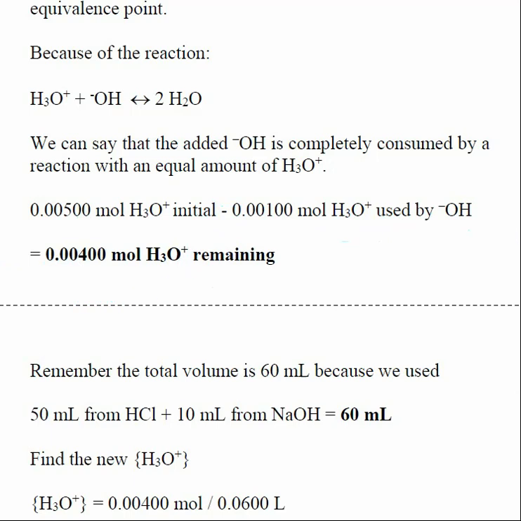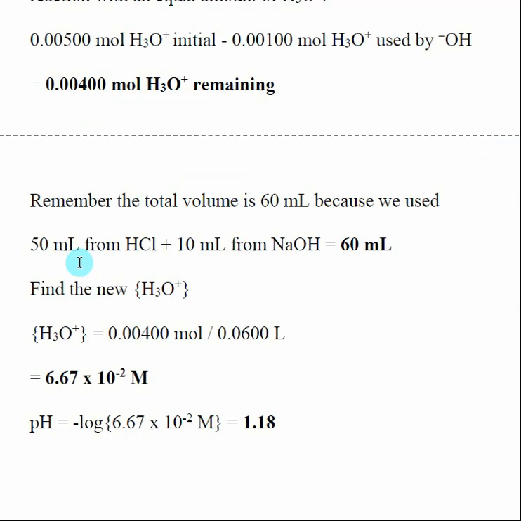So we're not quite finished yet because we need to know the concentration of hydronium. And so you need to remember that we started with 50 milliliters of our HCl solution, and then during the titration we actually added 10 milliliters of NaOH. So at this point in the titration, our total volume in our flask is actually 60 milliliters. This is very important. This is the number one place that people make mistakes in these kinds of titration problems, is they forget to look at the total volume.